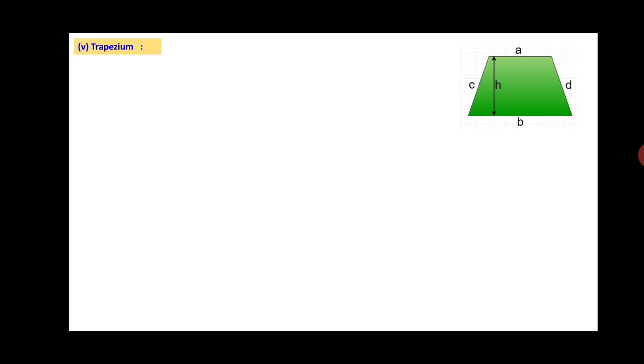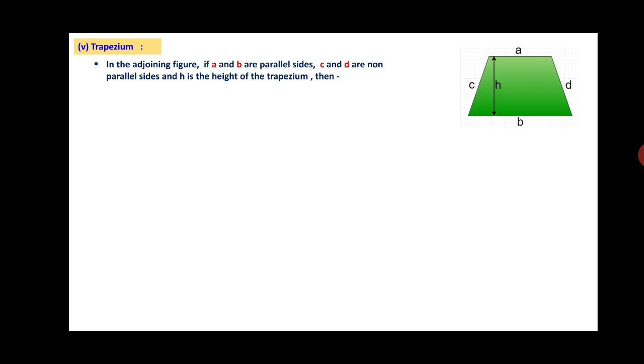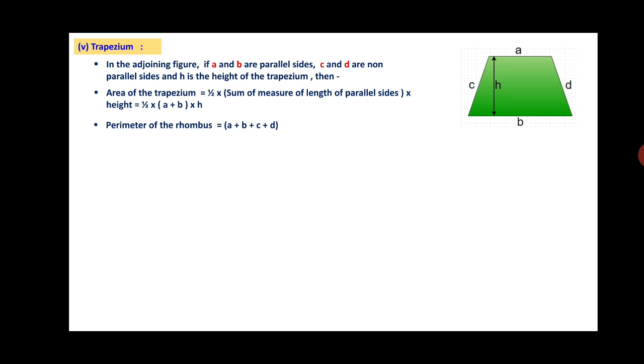Trapezium, you can see in the adjoining figure. If A and B are the parallel sides, C and D are non-parallel sides, and H is the height of the trapezium. Then area of the trapezium is equal to half into bracket sum of the measure of length of parallel sides into height, which is half into A plus B into H. Perimeter of the trapezium is equal to A plus B plus C plus D.